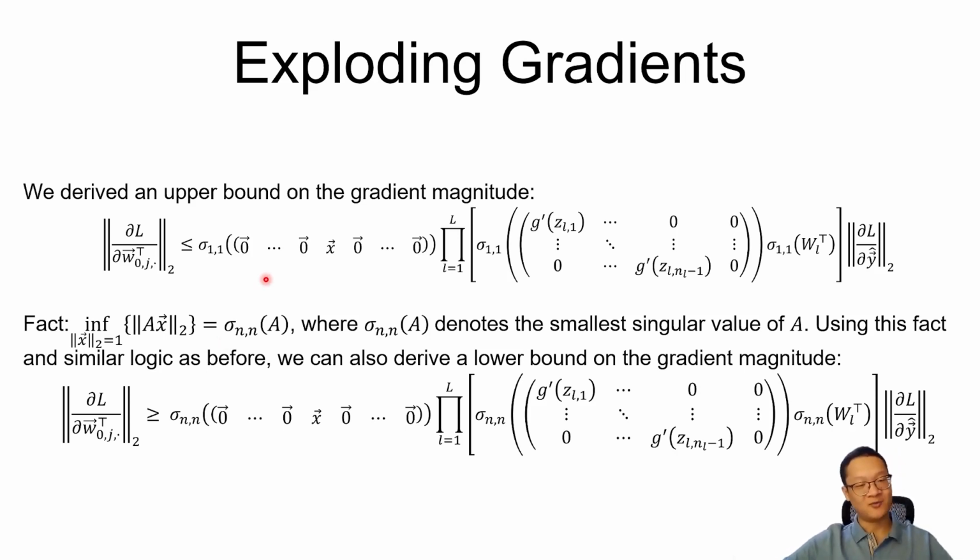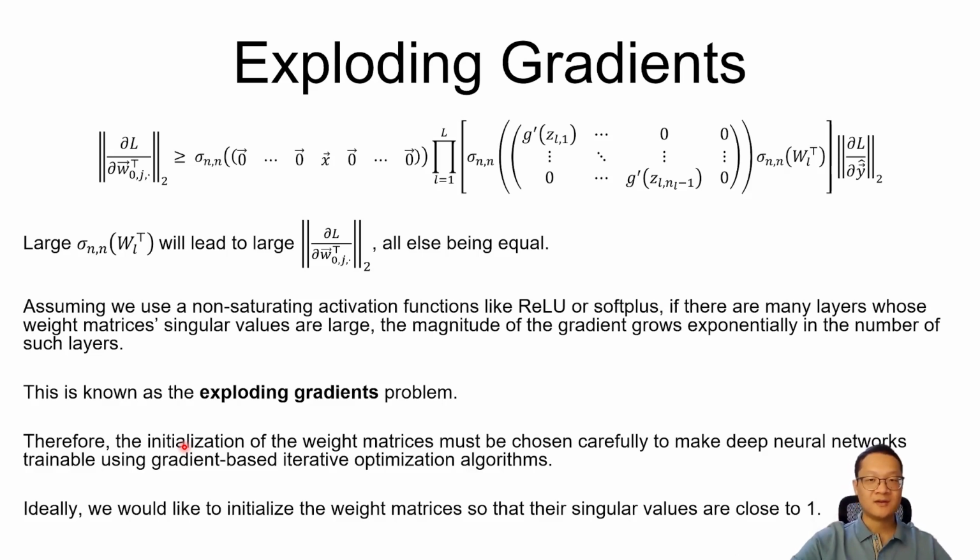Using a very similar argument as before, we can show that the two norm of the gradient is lower bounded, greater than or equal to a big product involving a bunch of sigma_n's. In this case, the sigma_n of the activation terms will be fine, because it's a lower bound, so it's fine that they might be small. However, if a lot of the sigma_n's of the weights are large, and that happens across many layers, then we could have an issue of exploding gradients.